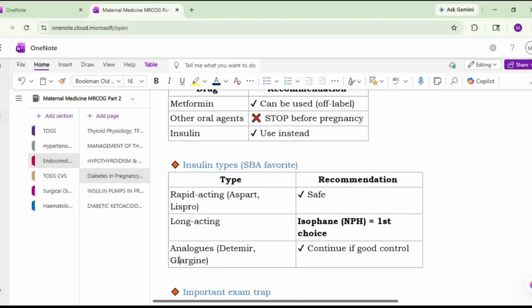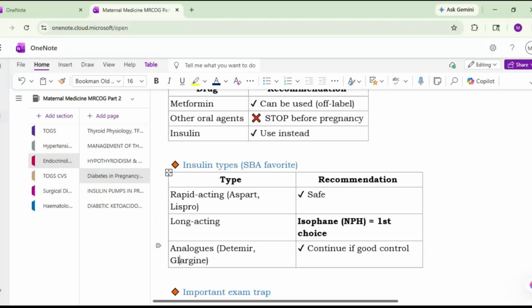In the rapid acting insulin, aspart and lispro are safe. For long acting, isophane insulin, that is NPH, is the first choice. Insulin analogs such as detemir and glargine can be continued if she is already taking them and there is good control. Primarily you will not start these, but if she is already on these and having good control, then only you will continue.